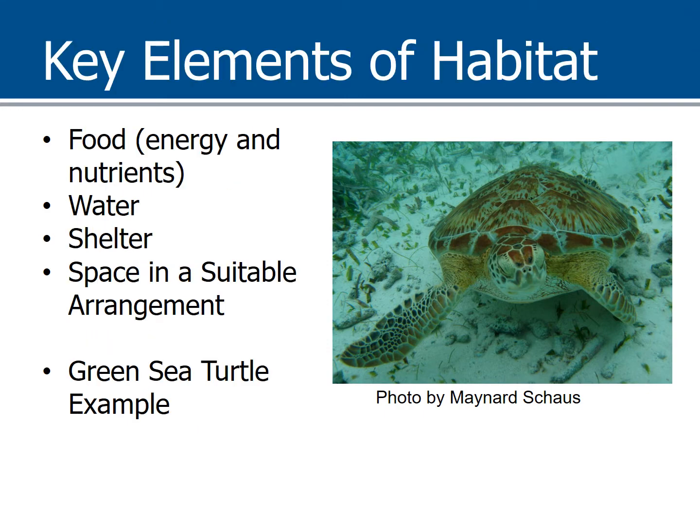The key elements of habitat for any animal are food, which provides a source of energy and nutrients, water, shelter, and space in a suitable arrangement. For plants, we would substitute their source of energy, the sun, and the nutrients they need from the soil and the carbon dioxide from the atmosphere. We're going to use the green sea turtle as an example today.